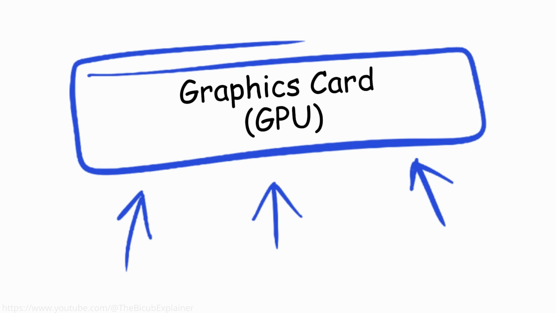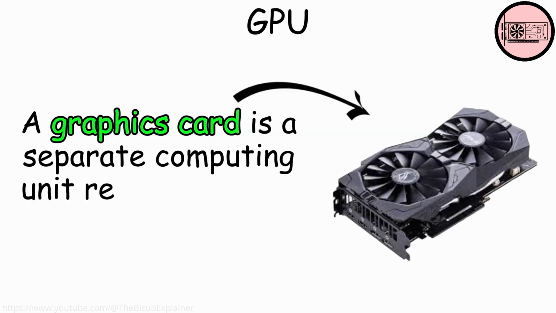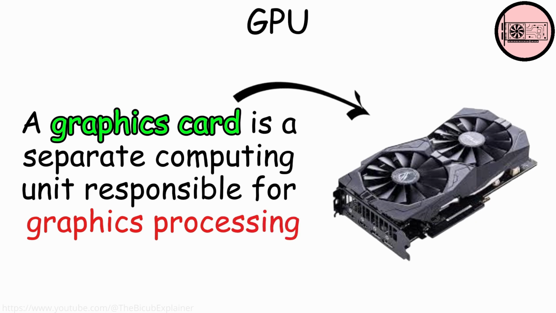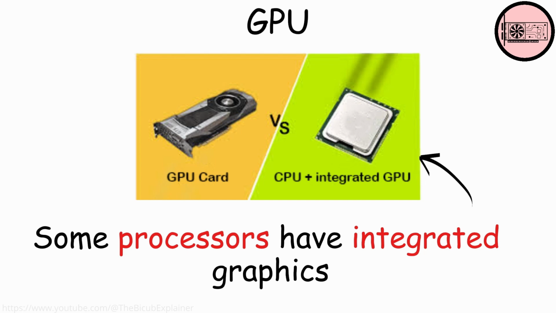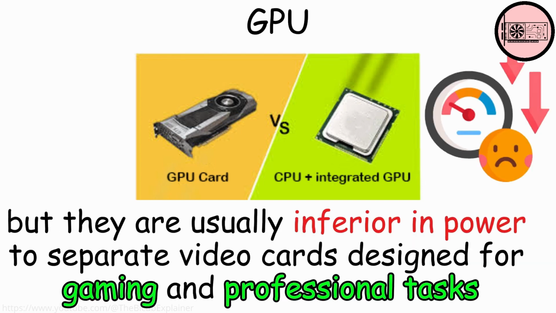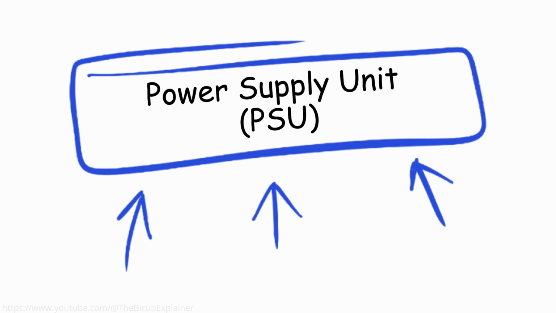Graphics card, GPU. Creating 3D worlds requires a huge amount of computing power. A graphics card is a separate computing unit responsible for graphics processing. It determines which pixels should glow and what color. Some processors have integrated graphics, but they are usually inferior in power to separate video cards designed for gaming and professional tasks.